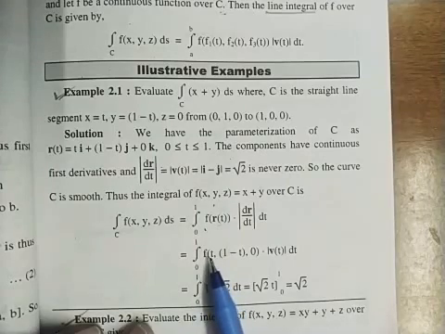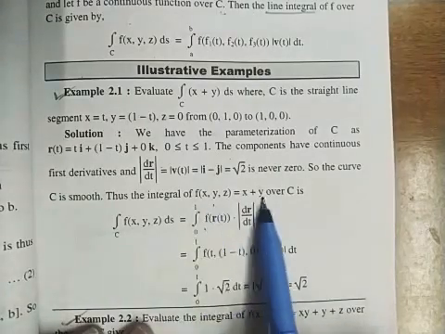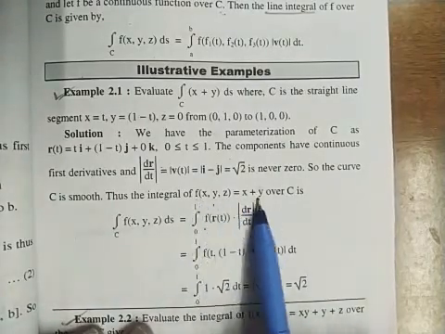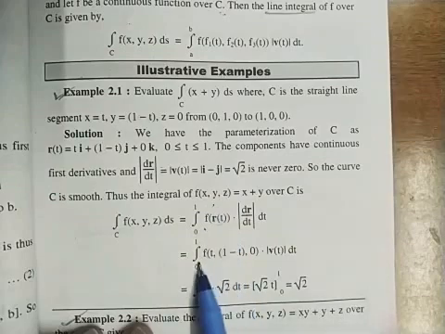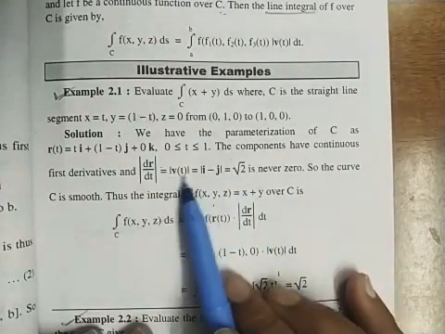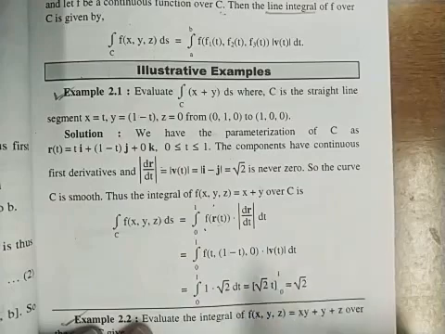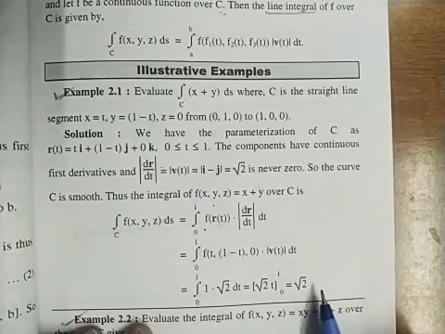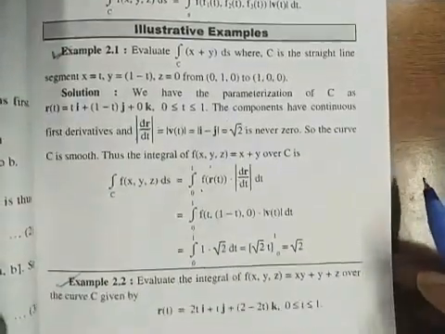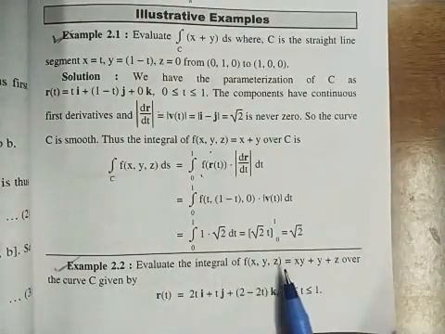What will be f(t, 1 - t, 0)? Now f(x, y, z) is x + y. Okay, taking the addition of the first two, we take the addition of t and 1 - t, that will be 1. So 1 times the magnitude of v(t), which is root 2, dt. So after integration what do we get? The answer is root 2.